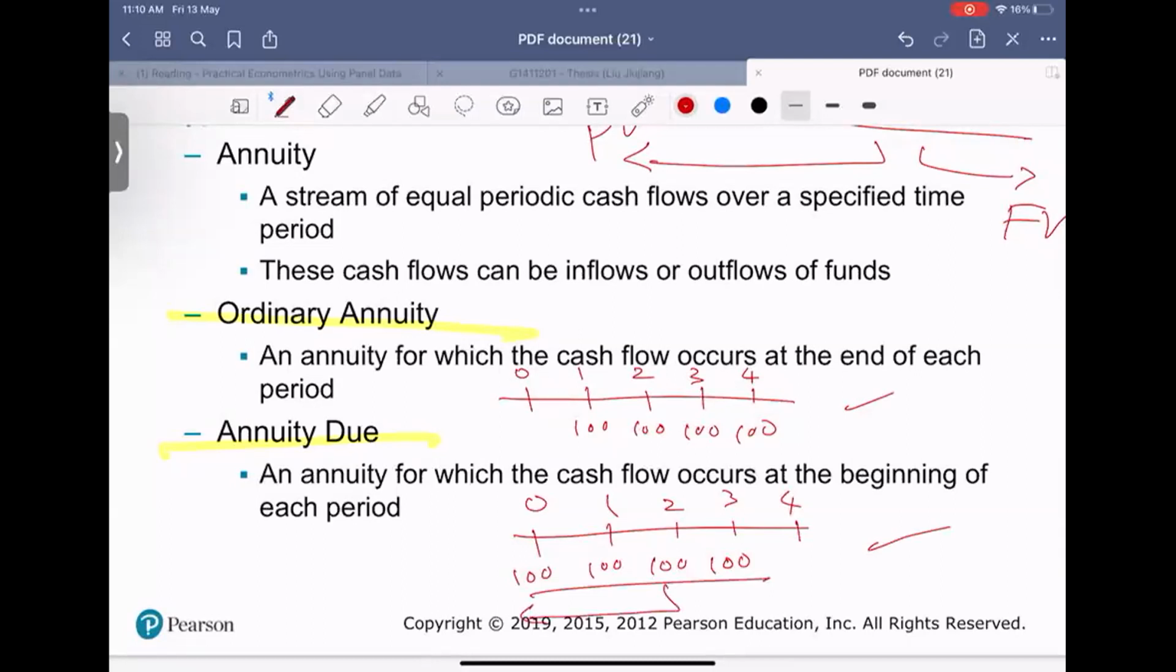How about if it is you that is paying the money? Oh, you pay, yeah, different. And you want it less, so it should be here. So if I get salary, ordinary or annuity due? Ordinary, I don't know. Your country gets paid first of the month, no. At the end, right?